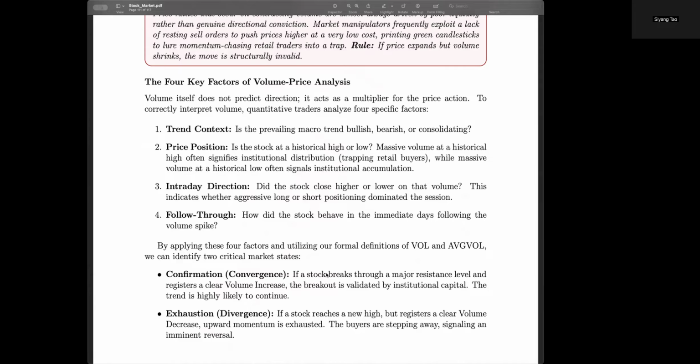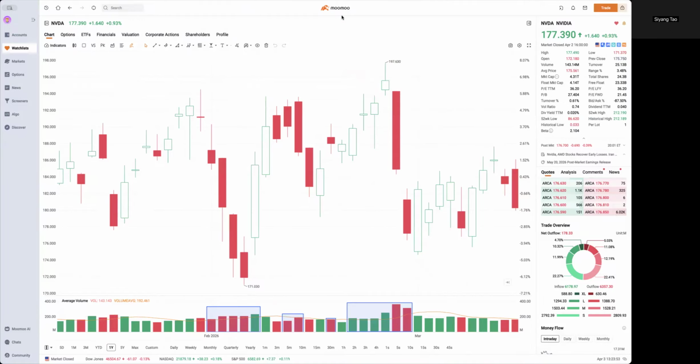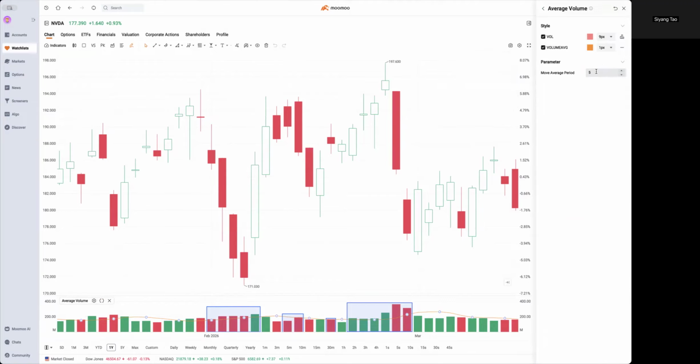Now, let's switch over to the trading app to see how we track this using real data. Okay, we're looking at Nvidia on the daily time frame in February 2026. Look down here at the bottom of the screen. These are your raw volume bars, and that orange line running through them is the 5-day AVGVOL, average volume. So how to set the 5-day? You just click the setting and then type 5 for 5-day. Okay, and there are other settings you can play with.